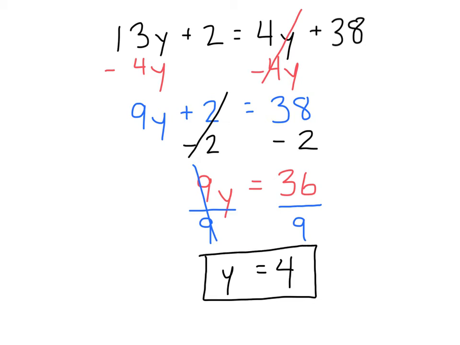What I highly recommend doing is going back up to our initial equation, plug in y is equal to 4, plug in that 4 into each of the y's, and solve from there. If they're both equal, then they're correct. So y is equal to 4.